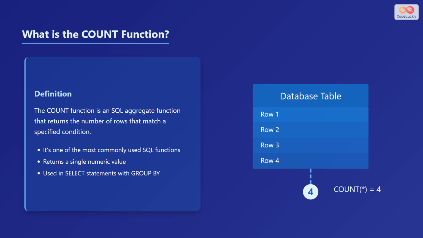The COUNT function is a very useful tool in SQL. It's an aggregate function, which means it takes multiple values and returns a single summary value. Specifically, COUNT returns the number of rows that match a specified condition. It is one of the most commonly used SQL functions and always returns a single numeric value, representing the count.